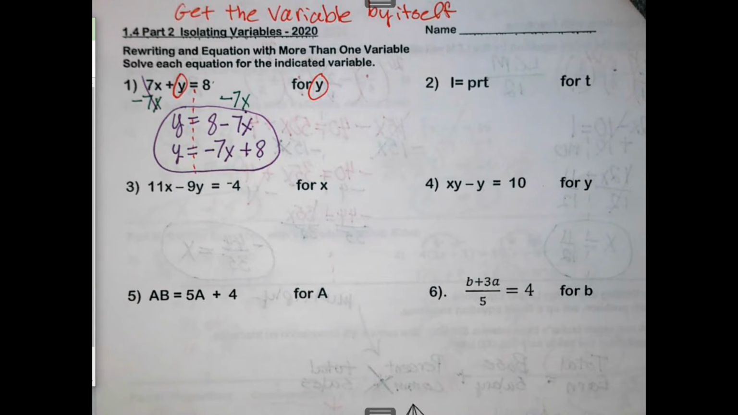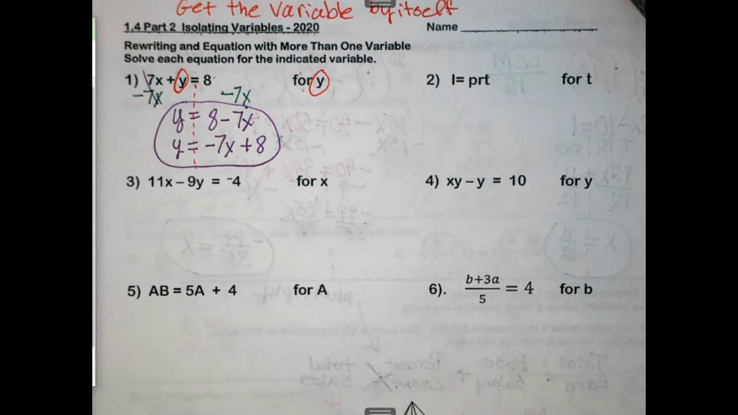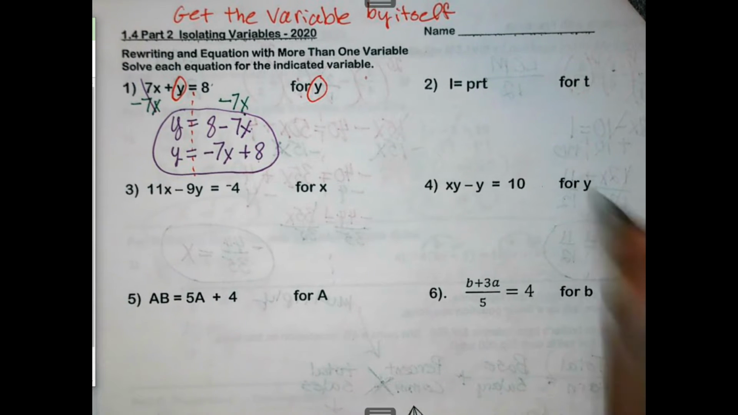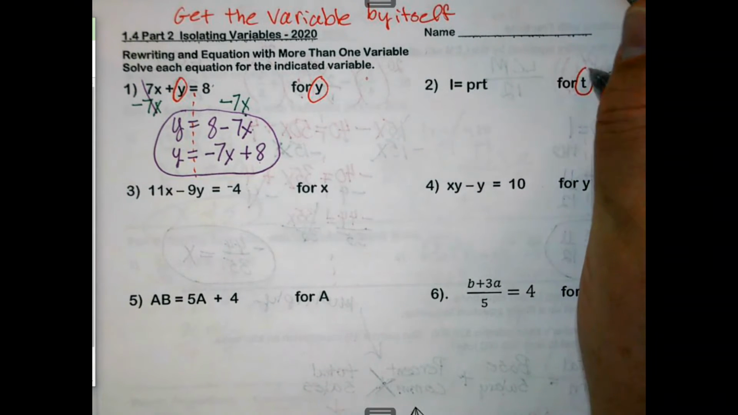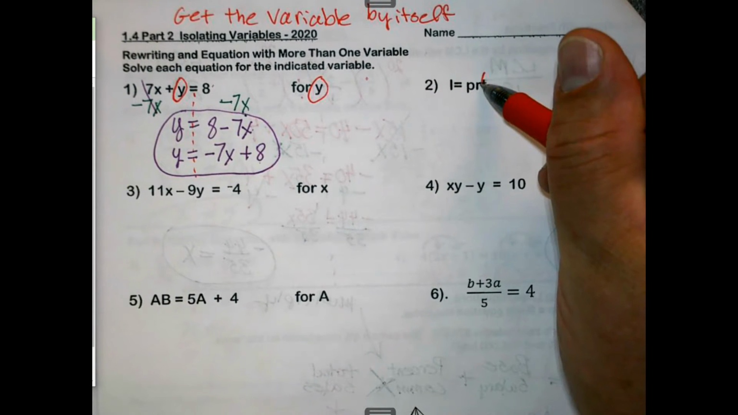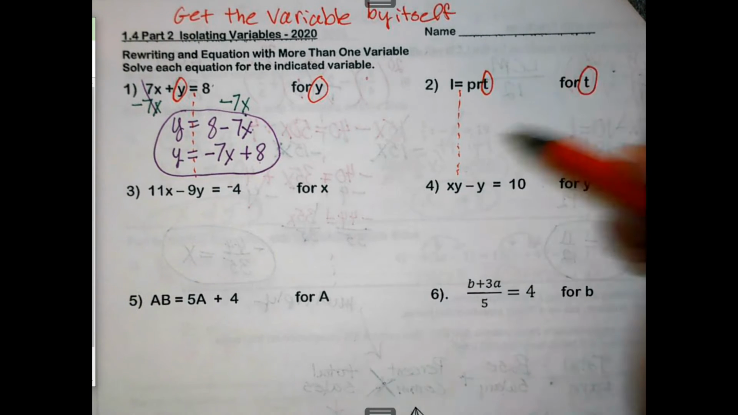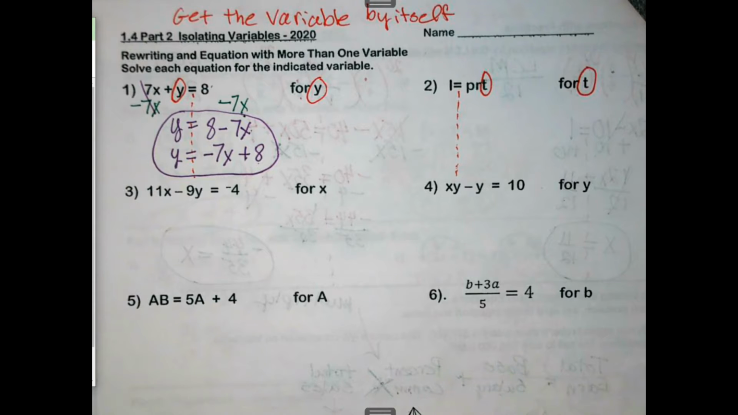Know how to isolate variables now. Well, we would like to say so, but things do get harder, right? All right, solve for t. So I'm going to go ahead and circle my t. There's my dotted line to help me keep organized.